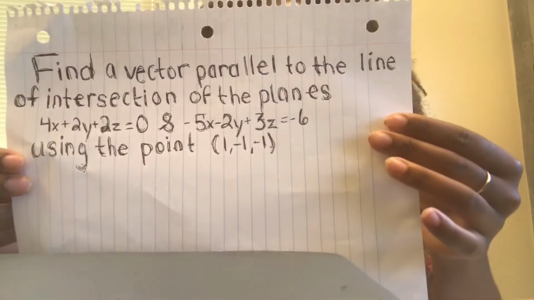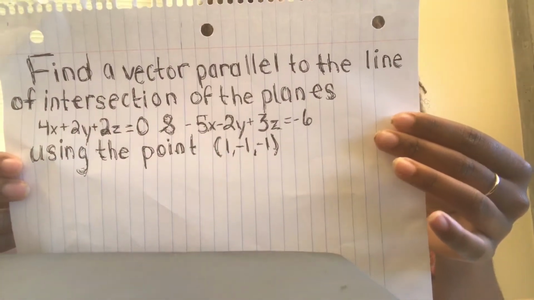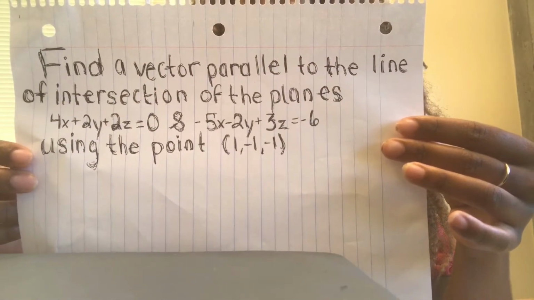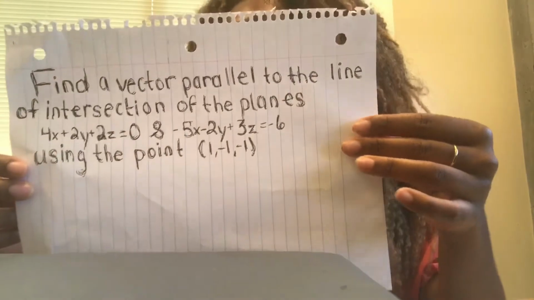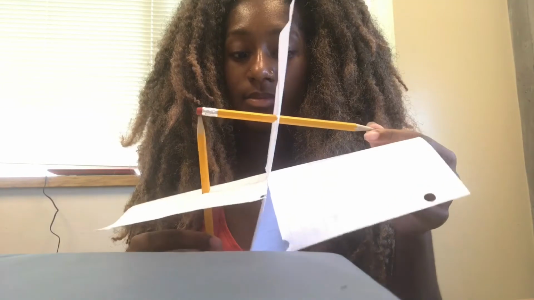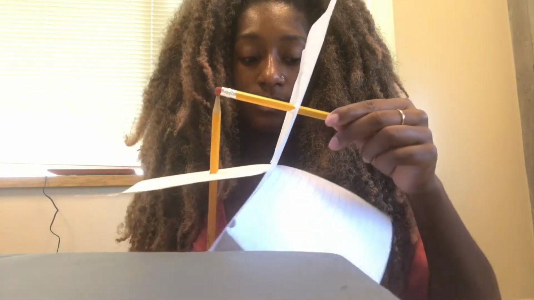Today we will be finding a vector parallel to the line of intersection of the planes 4x + 2y + 2z = 0 and -5x - 2y + 3z = -6, using the point (1, -1, -1). Now, I'm about to show you a visual of what this looks like when we find the line parallel to the line that's intersecting the planes.